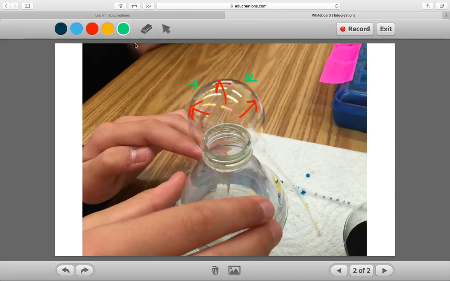Eventually, it will burst. They can tell me things about the relationship between pressure and temperature, that they're related. As temperature increases, pressure also increases. So it's kind of nice to have this tool here for students to explain and share with you and other students what's going on. It gives them a portable, recordable whiteboard called Educreations.